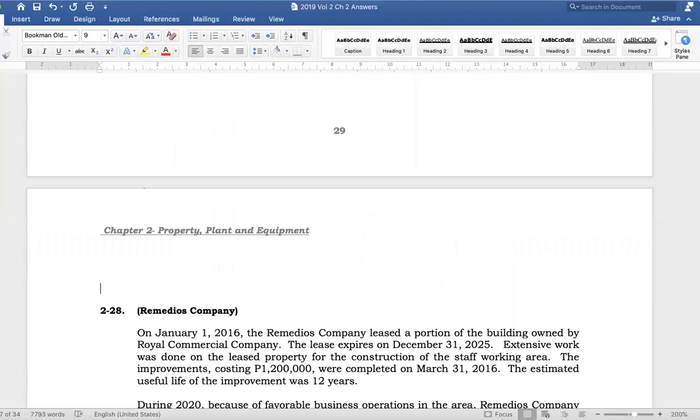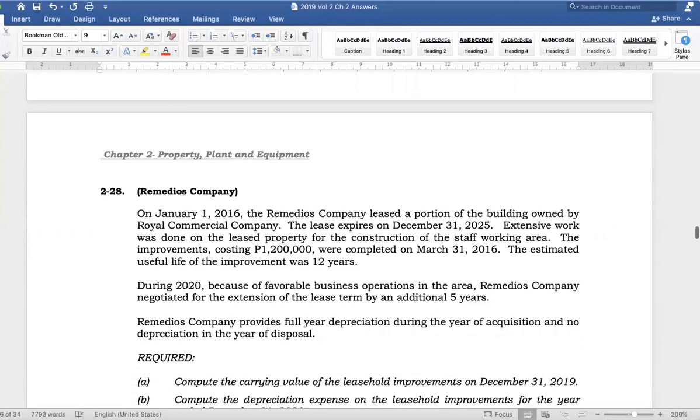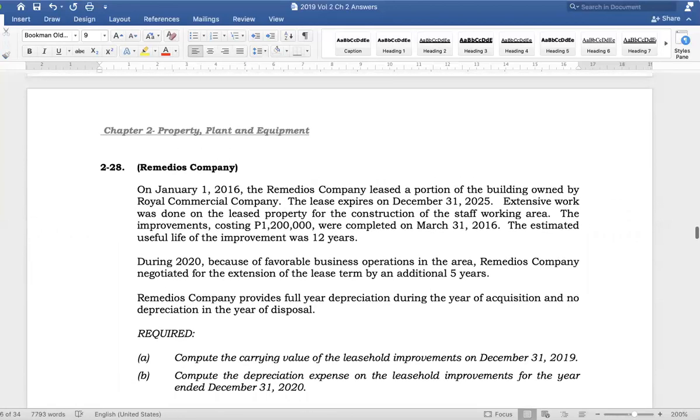Okay, we proceed to 2-28 now. This is Remedios Company, and let us read the problem. On January 1, 2016, the Remedios Company leased a portion of the building owned by Royal Commercial Company. The lease expires on December 31, 2025. Extensive work was done on the leased property for the construction of the staff working area. The improvements, costing 1,200,000, were completed on March 31, 2016. The estimated useful life of the improvement was 12 years.